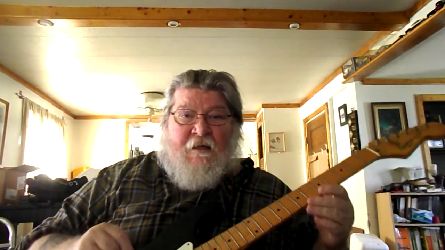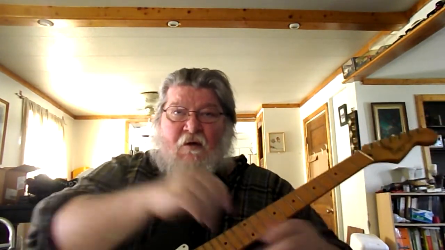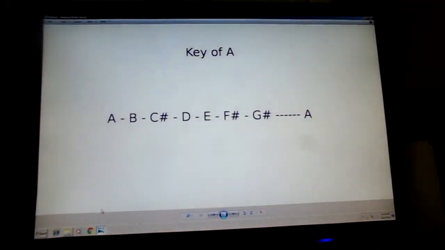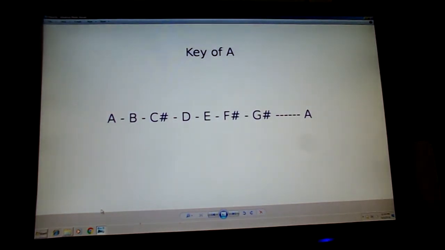So let's take a quick look again at what we looked at last time. If you remember, here we have the key of A. Remember I said we jump. So the key of A has A, B, C sharp, D, E, F sharp, and G sharp. And then the last one, you go back to A, and you're in the next octave.